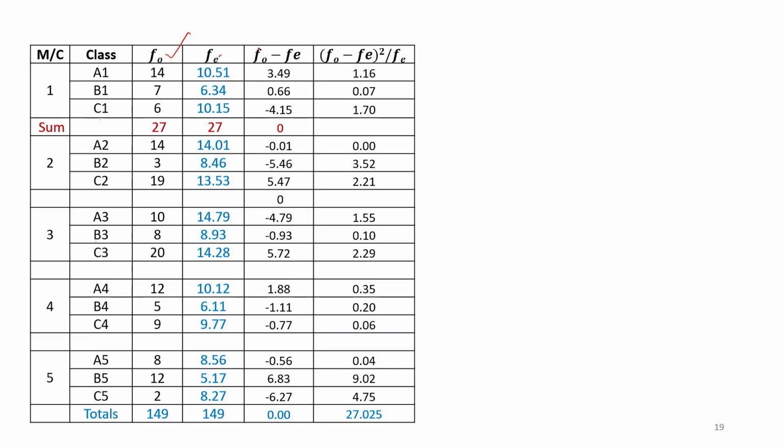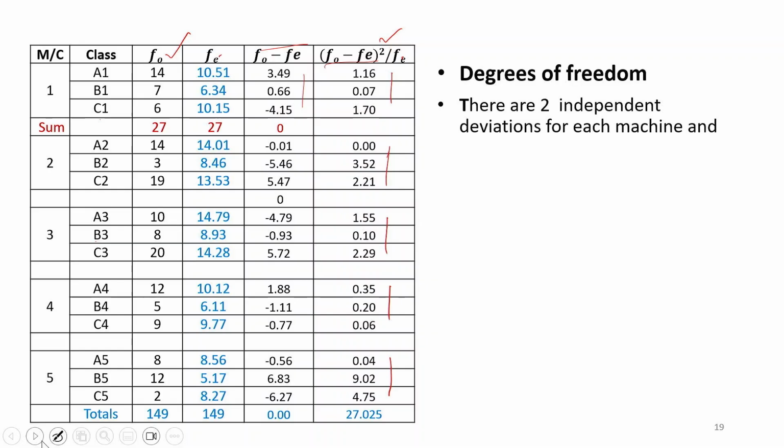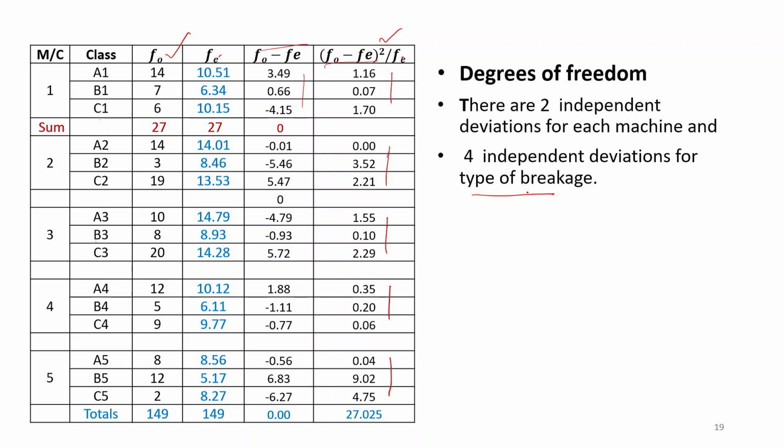Now we find out the difference between observed and expected values. They're also shown here. And then we have to go for the square of this divided by expected frequency. We get these figures. So in this, for the degrees of freedom, there are 2 independent deviations for each machine and 4 independent deviations for type of breakage.